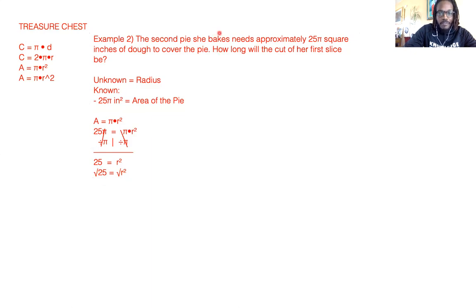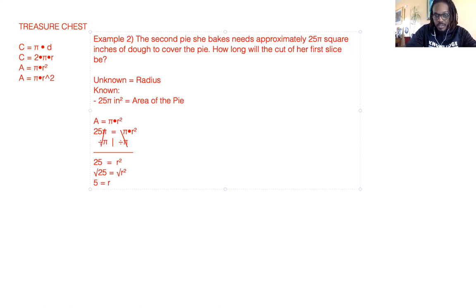And then the math laws tell us that we will find the true value of r when we do this. So the square root of 25 is 5. I'm going to go to my calculator and show you how that works out in a second. But the square root of r squared is just r, and the square root of 25 is 5.